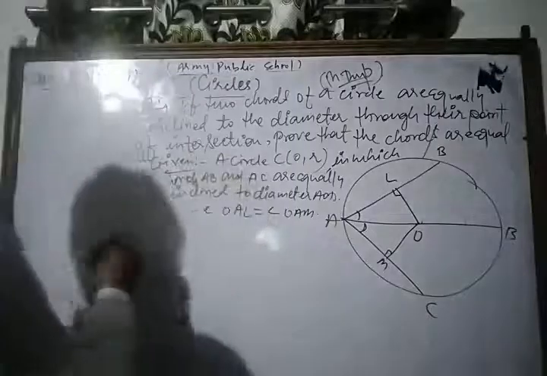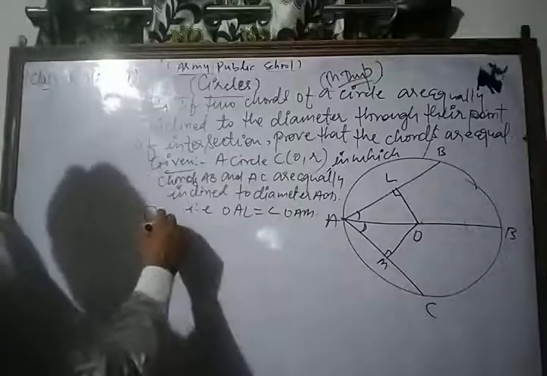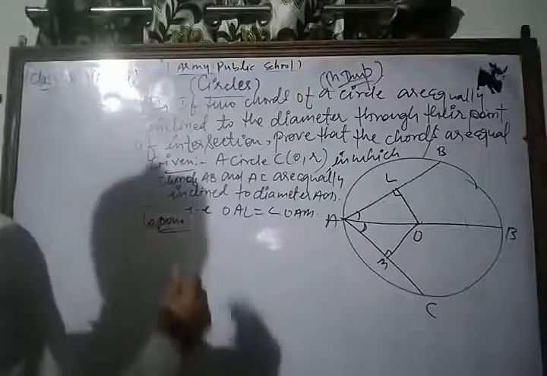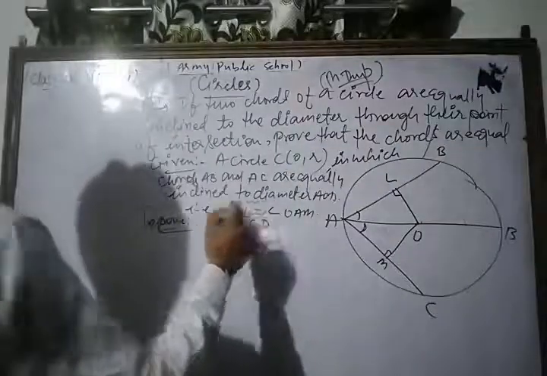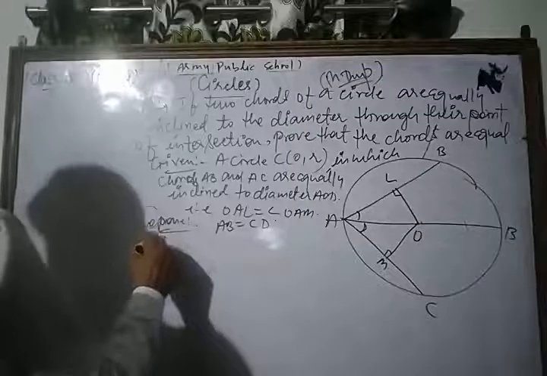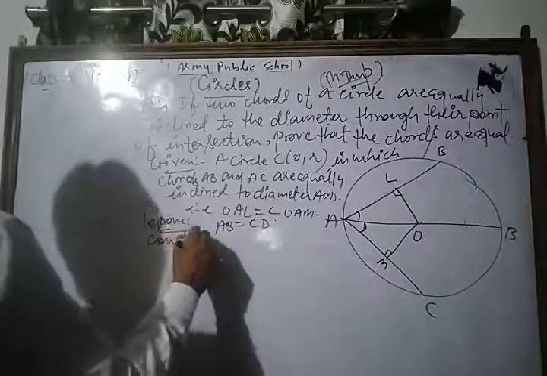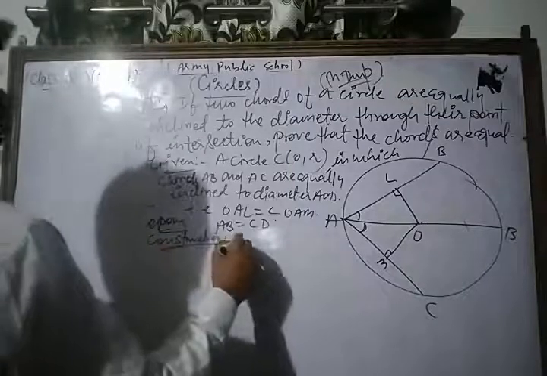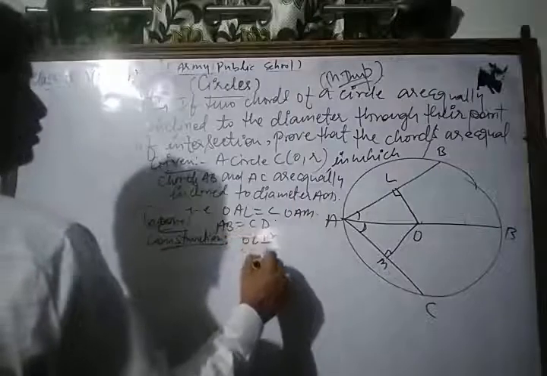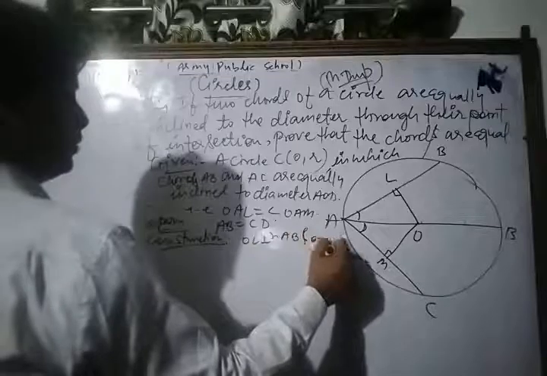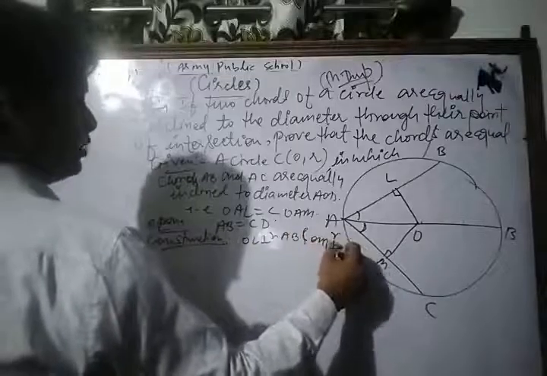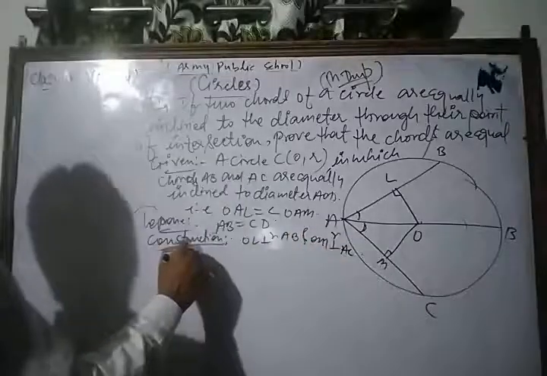Now we write what to prove. We have to show that the chords are equal, meaning chord AB is equal to chord AC. And we do some construction. In construction, we draw OL perpendicular to AB and OM perpendicular to AC. Now we write the proof.